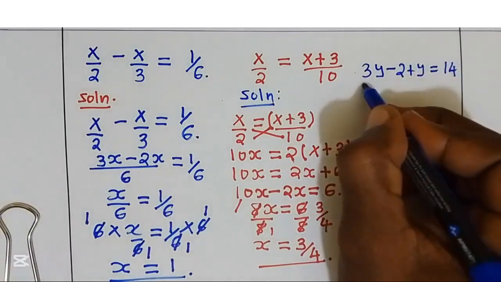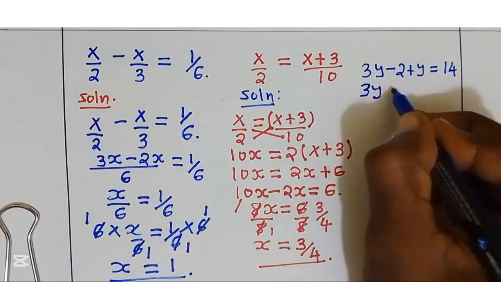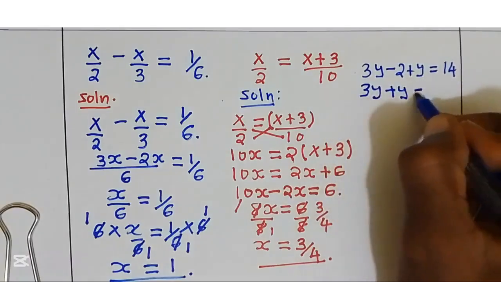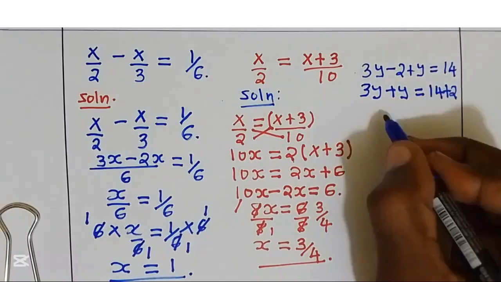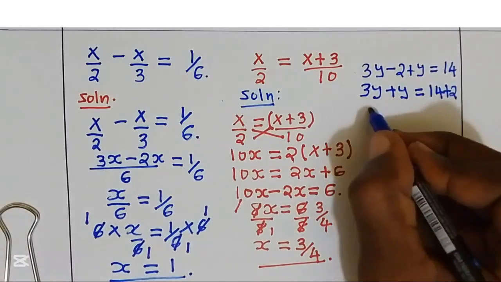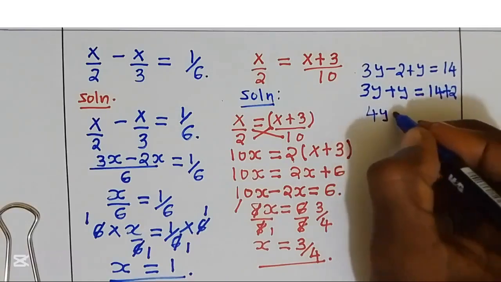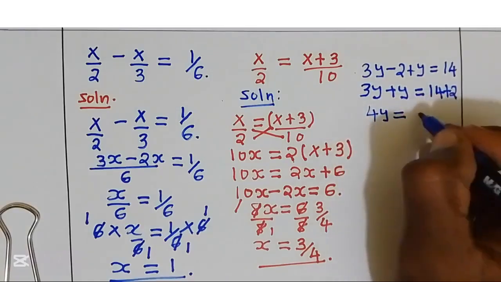That is 3y plus y. This is equal to 14 plus 2. 3y plus y, we get 4y. This is equal to 14 plus 2, we get 16.